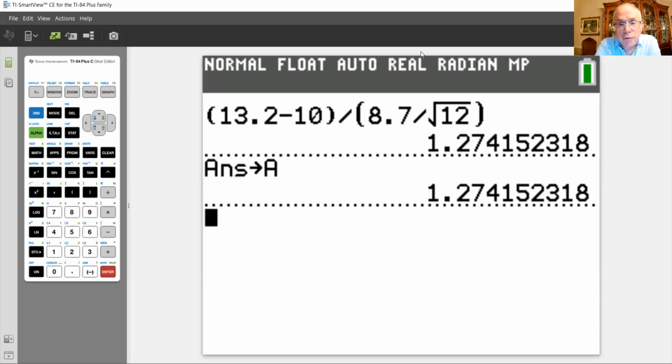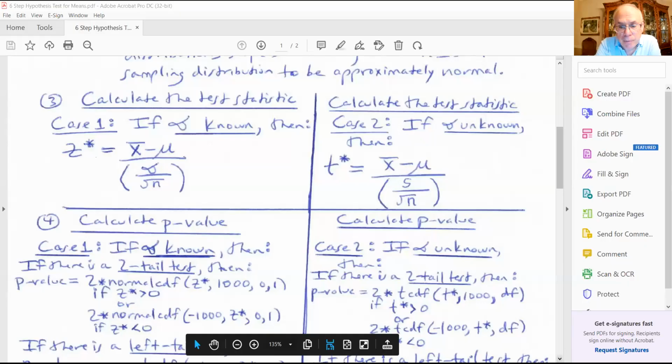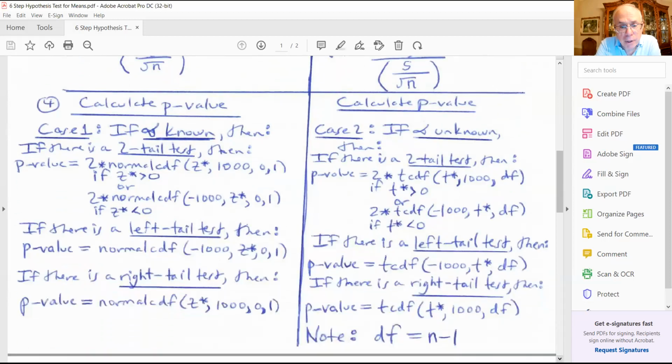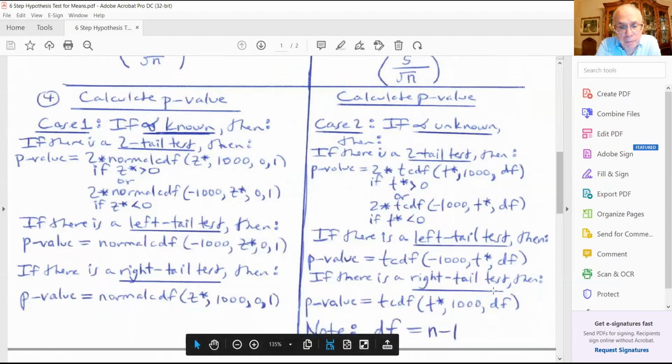This is a right tail test. To our handout, look at the formula for that. Case number 2, right tail test. That's the one down here. Notice it says p-value is tcdf, t star, which we stored in alpha A, comma 1,000, comma the degrees of freedom. What is the degrees of freedom in this case? Now, if the sample size is 12, degrees of freedom is 11.